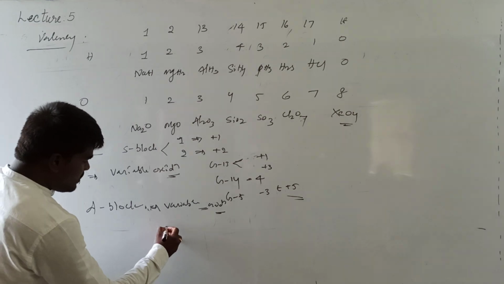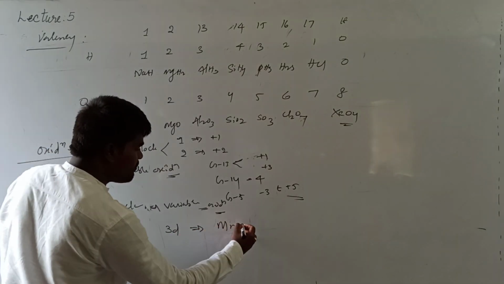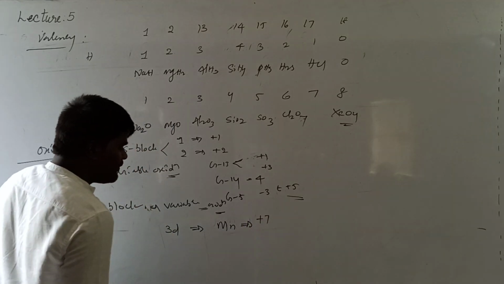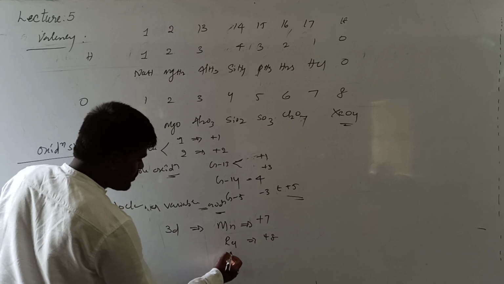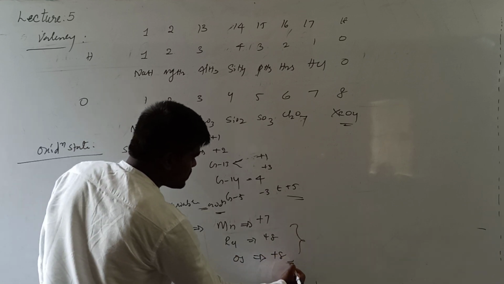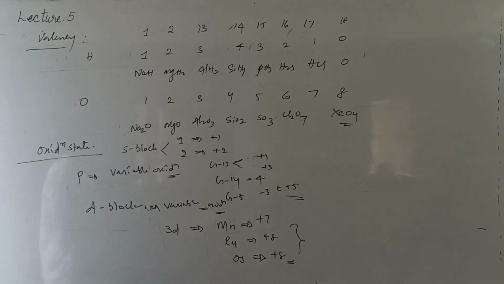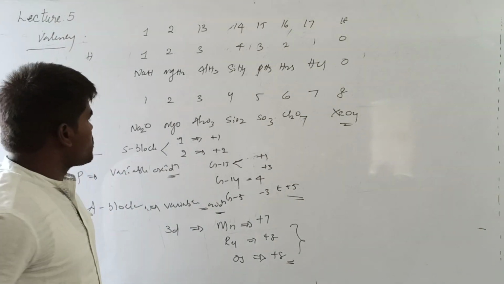If you are talking about the transition elements in the 3d series, the highest oxidation state is exhibited by manganese, which is +7. In the 4d series, it will be ruthenium, that is +8. In the 5d series, it will be osmium, which is +8. These are the highest oxidation states possible in the periodic table. Right? That is about the oxidation state.